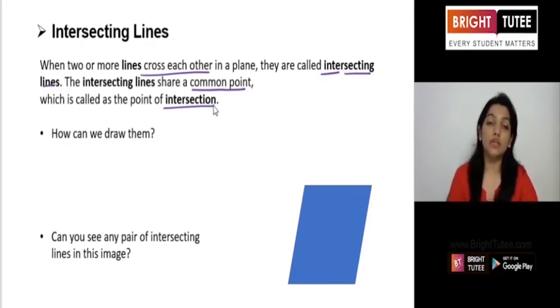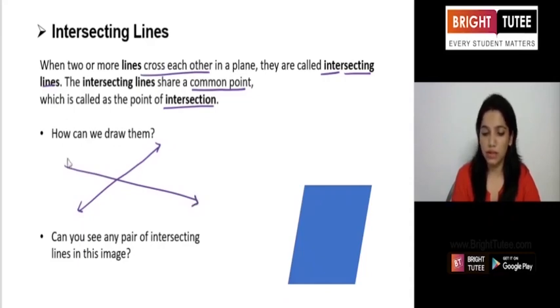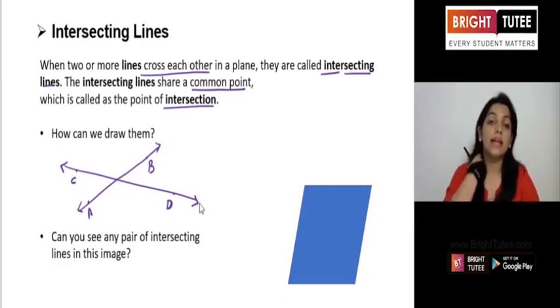Now let us see how we can draw them. First of all, we need two lines. So these are the two lines that you can see. Let me name this line as AB, and this line as CD. So what we see here is that line AB is intersecting line CD. Is that clear? We can read this as line CD is intersecting line AB, or we can say that line AB is intersecting line CD.